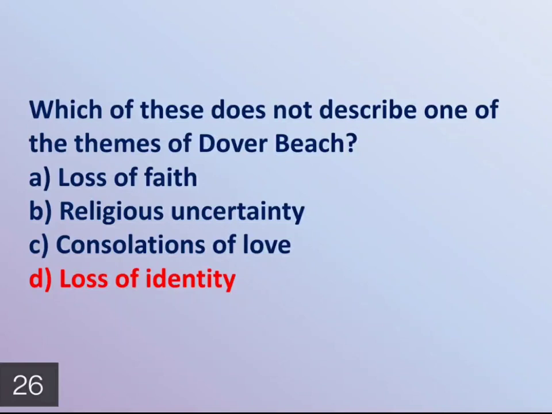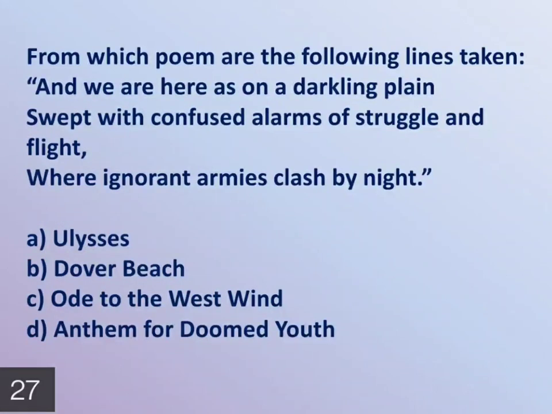D, loss of identity. From which poem are the following lines taken? And we are here as on a darkling plain, swept with confused alarms of struggle and flight, where ignorant armies clash by night. These are the last lines of B.